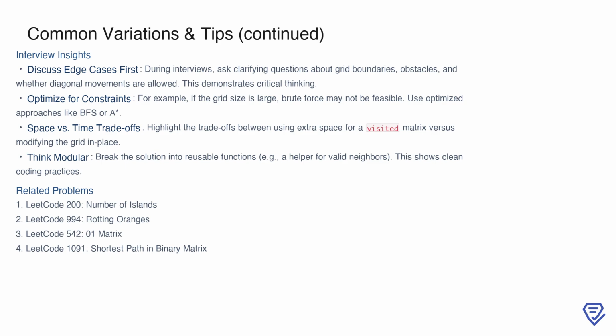Finally, think modularly by breaking your solution into reusable functions, such as one for finding valid neighbors. This demonstrates clean coding practices. For further practice, you can explore related problems like LeetCode 200 for finding islands, or LeetCode 1091 for the shortest path in a binary matrix, all of which share similar concepts.